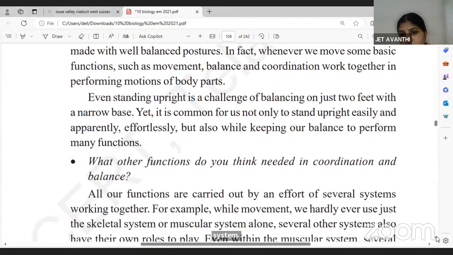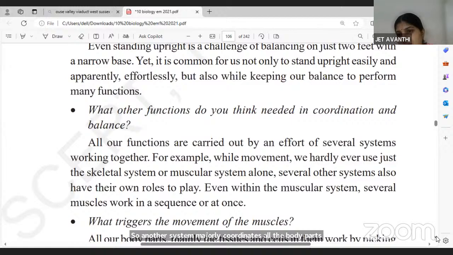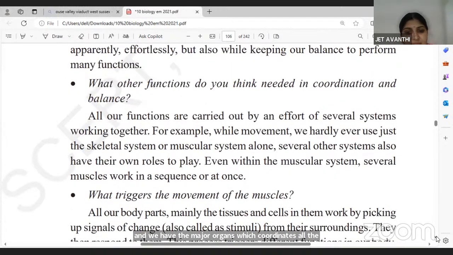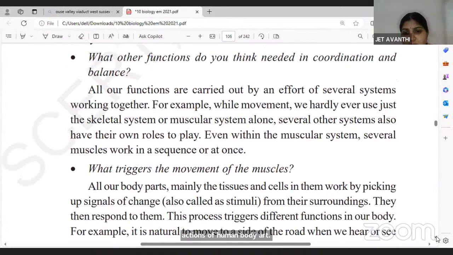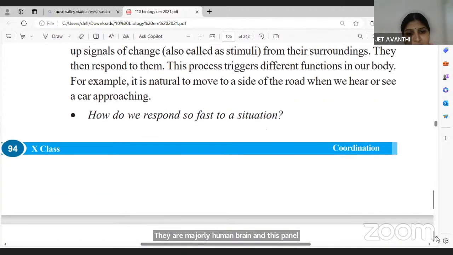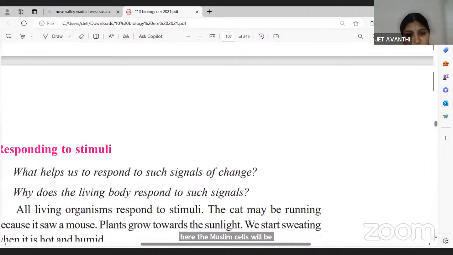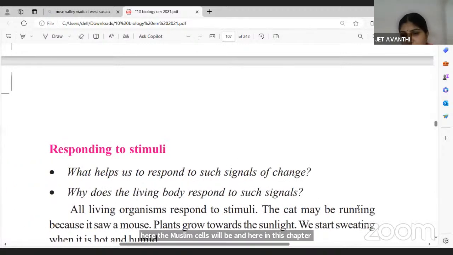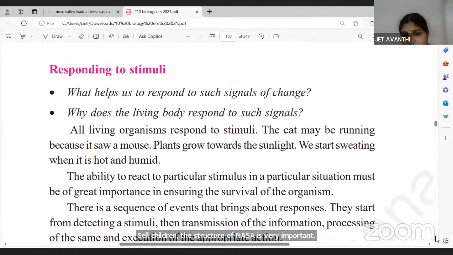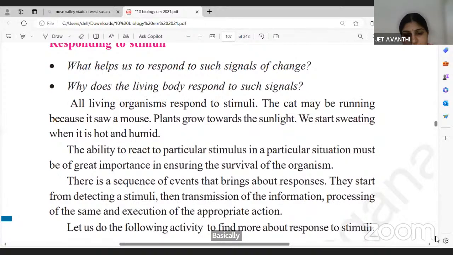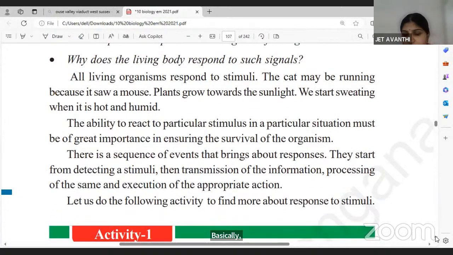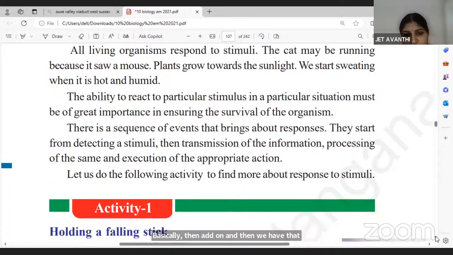And we have the major organs which coordinate all the actions of the human body, they are majorly the human brain and the spinal cord. Here the muscle cells will be causing movement. In this chapter, you are going to learn about the nerve cells, children. The structure of the nerve cell is very important. Basically, a nerve cell has 3 major parts: cell body, then axon, and then the nerve terminal, cyton.